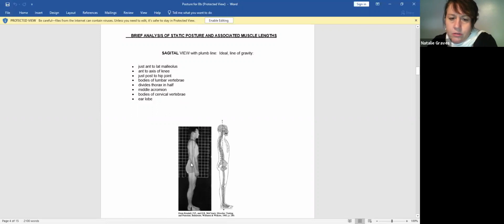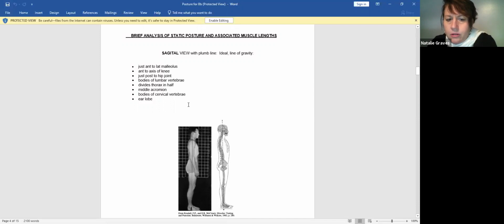So what you want to do is you set up a grid, and then you hang a plumb line. Now you've got to know where to start the plumb line. So you start it looking at the ankle. So it says just anterior to the lateral malleolus. And so when you're lining yourselves up, you just want that plumb line a little bit in front of the lateral malleolus, and then you're going to see where it falls all the way up the chain.